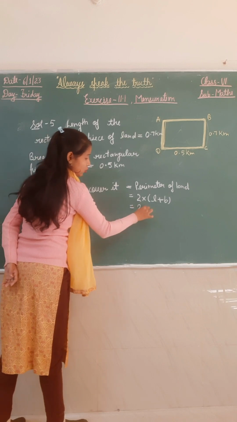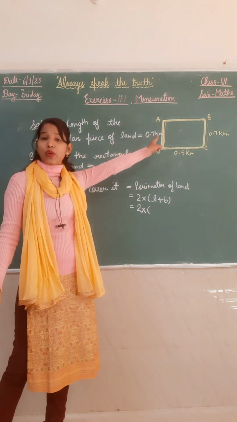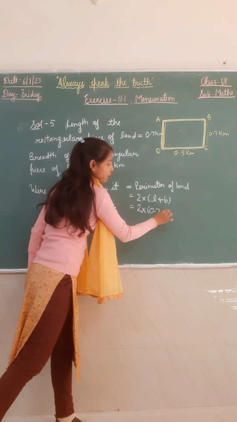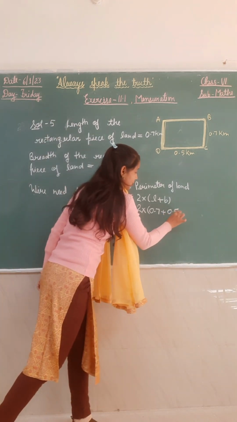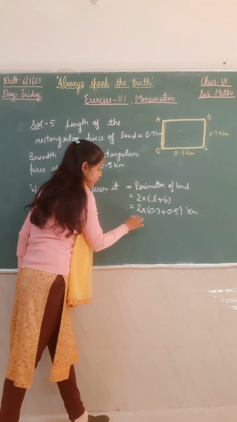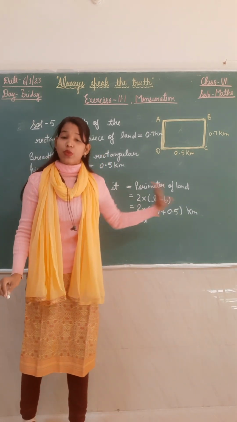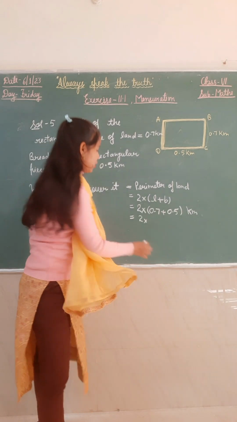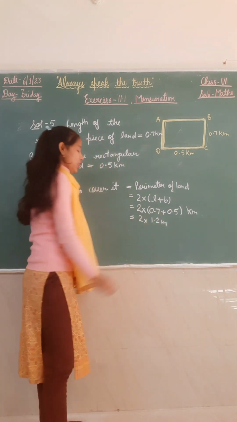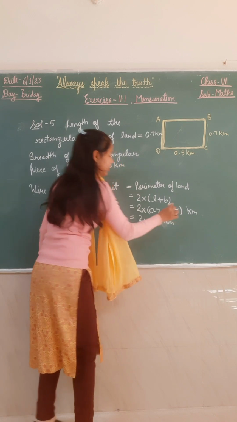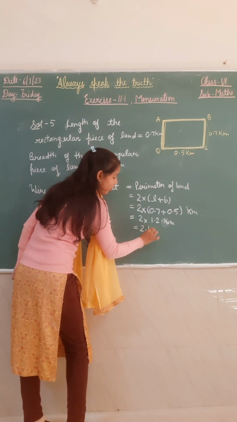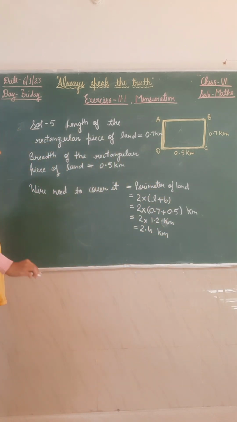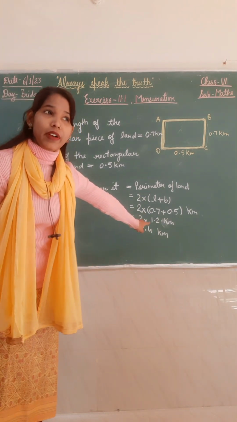So 2 into length is given here. Length is 0.7. So 0.7 plus breadth is also given here. Breadth is 0.5 kilometer. So 2 multiplied by 0.7 plus 0.5 is 1.2 kilometer. Now we will multiply 1.2 by 2, so it will come 2.4 kilometer. That means the length of wire we need to cover it once is 2.4 kilometer.